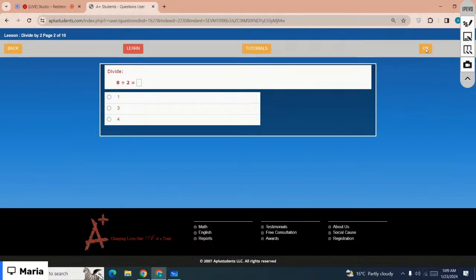Okay, the next one is 8 divided by 2. You need to count a table of 2 until you get the answer 8. So which is the correct option? The correct option is, yes, 8 divided by 2 is 4. Very good.